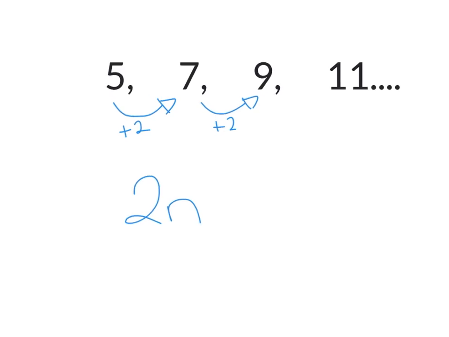Okay, then what I do is I imagine myself going back a step. And what number would that bring me to? Well, it's going to be 3. So my nth term is going to be 2n plus 3. Okay?